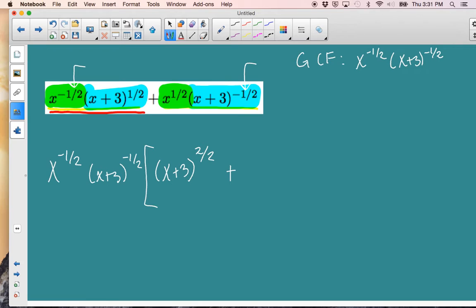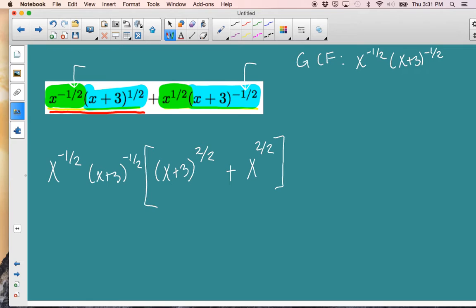From the second term, I know that x to the negative 1/2 times x to the 2/2 will give me that x to the positive 1/2. And x plus 3 to the negative 1/2 times just 1, so I don't have to put anything, will give me this other part back here.